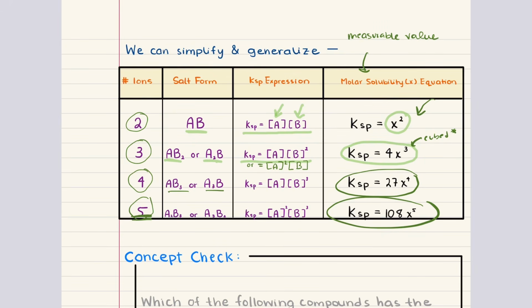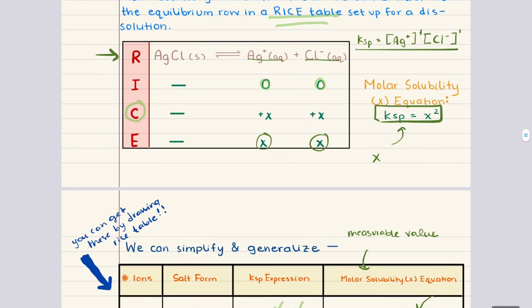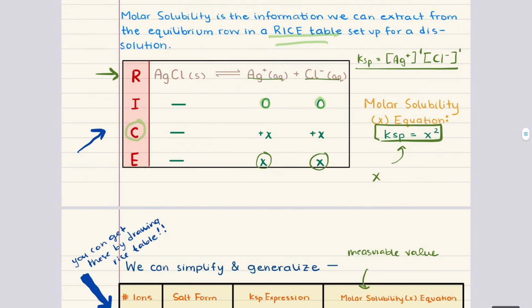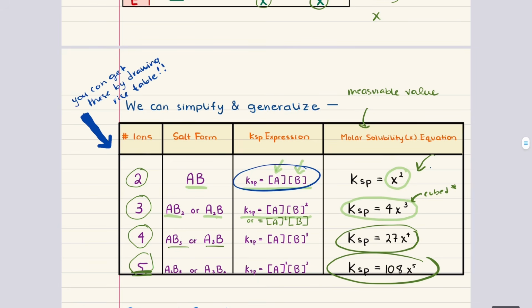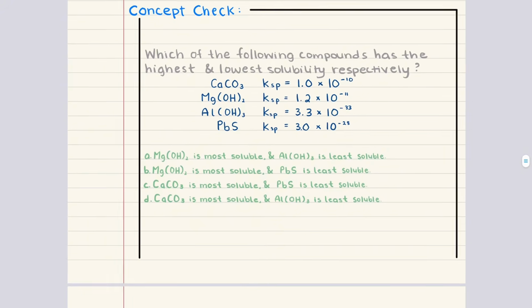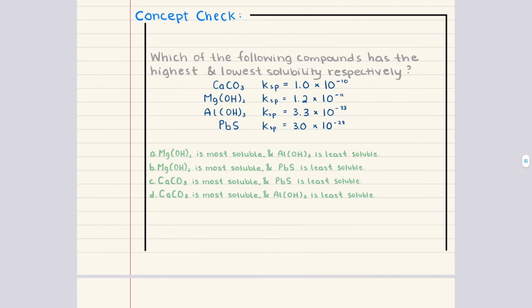This table generalizes these rules for KSP expressions and molar solubility, and we get these relationships directly by drawing out the ICE table. So you can go ahead and sketch out an ICE table for each salt form you see here, and you'll be able to reach the molar solubility equation in the same way that we did it for silver chloride. This table just does a good job of summarizing the conclusions you would reach if you wrote the ICE table for each salt form. With that being said, let's go ahead and jump into a few practice problems together.